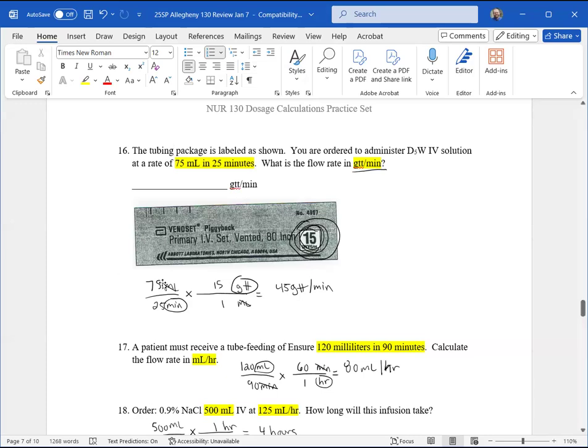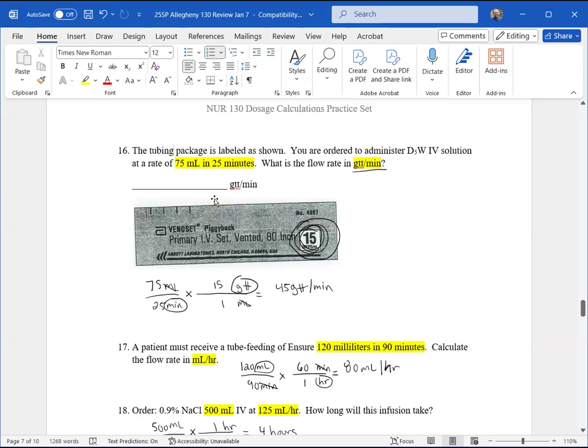And that's what I did here, right? So we had 75 milliliters, 25 minutes. Then I just multiplied by the drop factor. Drop factor was listed on the label. It said 15 drops per ml. The way we abbreviate drops is GTT. And then we just multiply across the top, divide by the bottom, and I get 45 drops per minute.